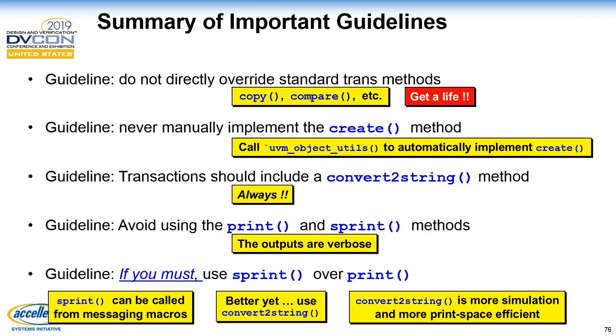If you must use one of them, at least use the string print one, because that one can be used with UVM infos and put under verbosity control so that you can turn them off if you don't want them on there. So it can be called from the messaging macros. Better yet, use the convert to string. It's a nice, very succinct format that can be called and used when running the simulations.